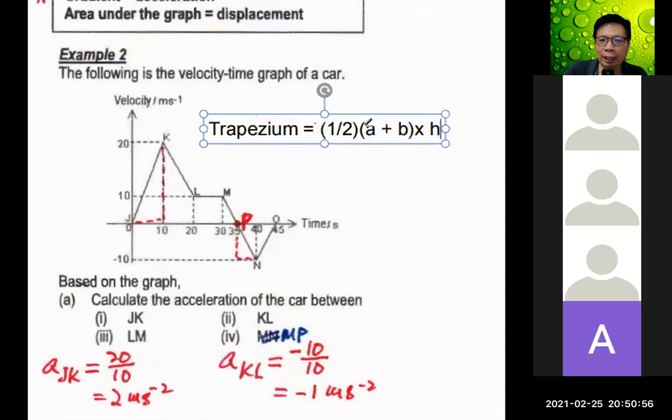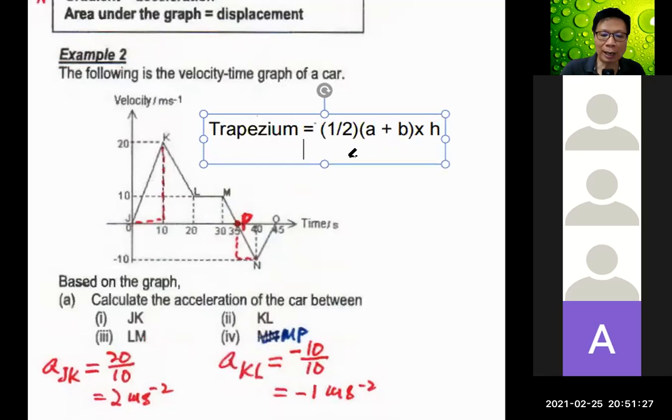This is the formula for the area of a trapezium. Okay, A and B, what are A and B? The parallel sides. So you see a trapezium only has 2 parallel sides. So A is this one, 20. B is here, B is 10. So A is 20, B is 10. This is A, this is B, this is the height. Height is also 10.